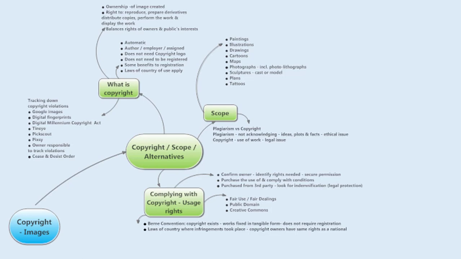If you're wondering if you could be tracked down if you violate a copyright, yes, you can. Google Images is one way of tracking down who uses an image on the internet. Digital fingerprints is another method. And the Digital Millennium Copyright Act allows authors of images to demand that material is taken off a US website. There's other applications out there too. TinEye, PicScout, Pixsy, those are different ways of helping you track down possible copyright infringement.